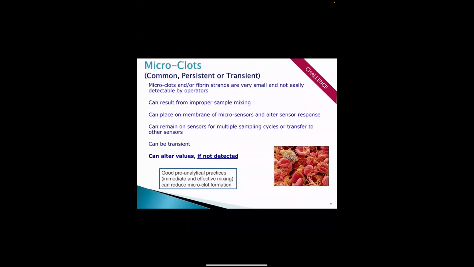Let's start with the first challenge in pre-analytical errors, which is the microclot. Microclots or fibrin strands are very small and not easily detectable by POCT users. They can result from improper sample mixing, and can remain on a sensor for multiple sampling cycles or transfer to another sensor, and can alter the values if not detected, giving inaccurate results. So for good pre-analytical practice, it's important to have immediate and effective mixing to reduce microclot formation.